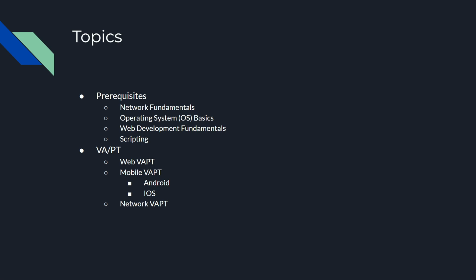After that, we start the second part of the VAPT, which is mobile VAPT. In mobile VAPT, we have two subtopics: one is Android, and the second is iOS. Same as the web, we also cover all the aspects of Android. For example, how to set up your mobile phone, either using a physical one or an emulator. In emulators we have options like Genymotion and the Android Studio emulator.